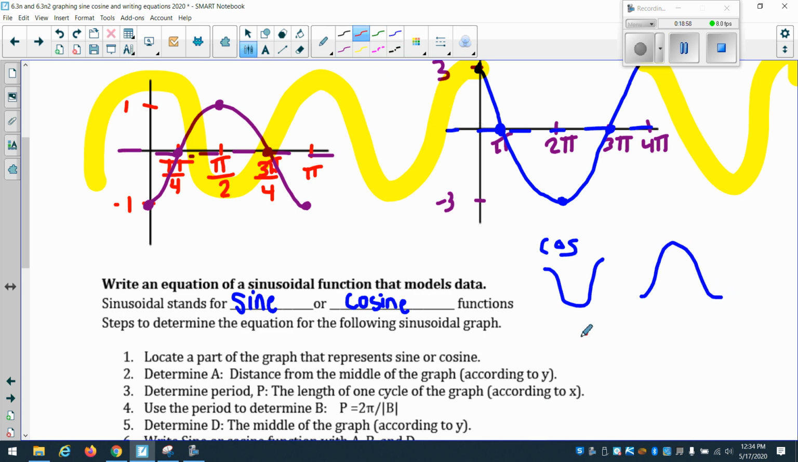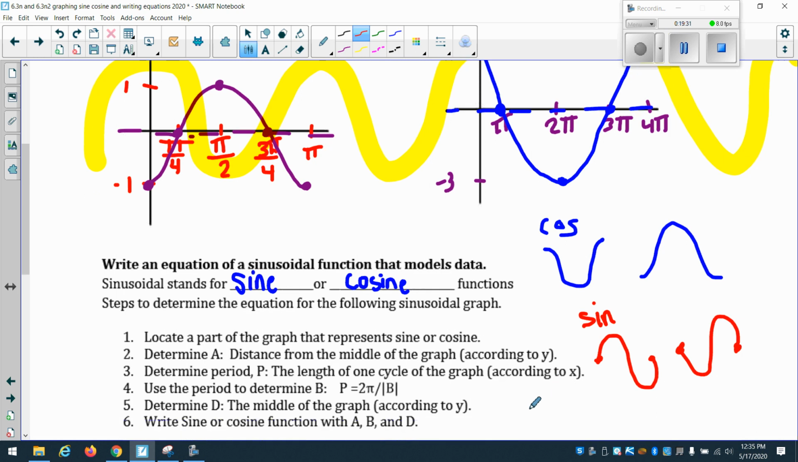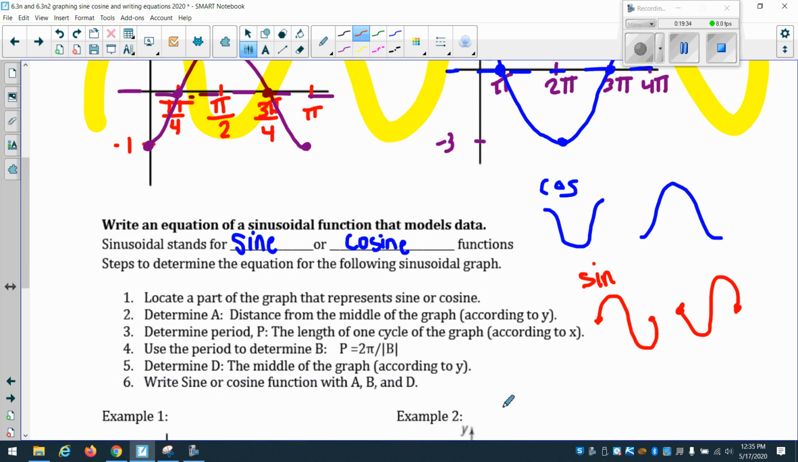For sine graphs, remember you're starting at the midline, go to the maximum, minimum, and you finish at the midline. If it's negative, you're still starting at the middle or the midline. Now you're going to your minimum, to your max, back at your middle. So cosine starts at the max or the min, sine, no matter what, if it's positive or negative, you're starting at the middle.